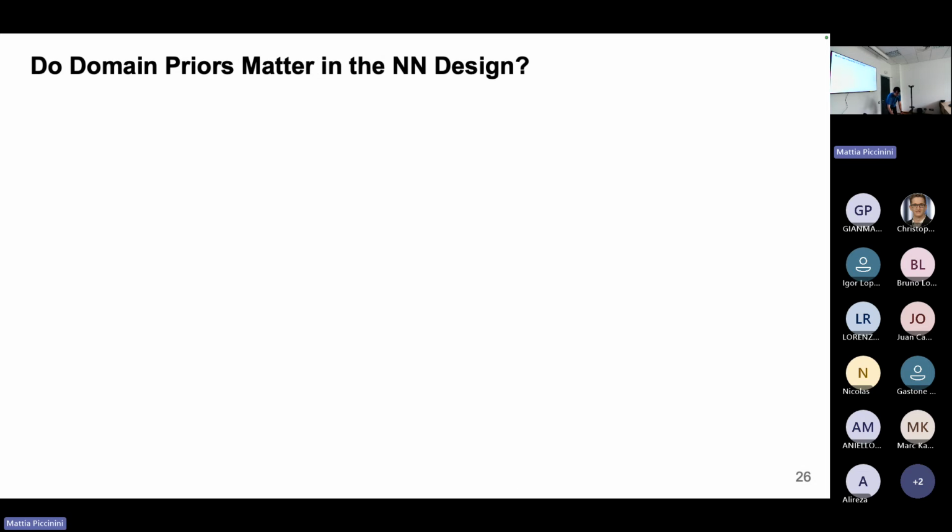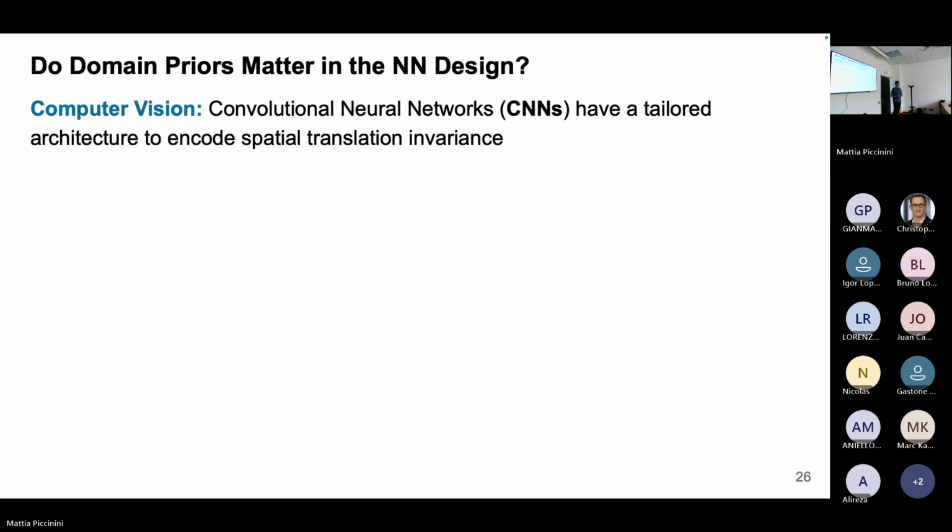Okay, so indeed, this is the question again. Do domain priors really matter in the neural network design? I think we tried to answer that already with the TensorFlow Playground, but let me be a bit more general. Let me take a step back and let's think about what happens in specific domains, okay?